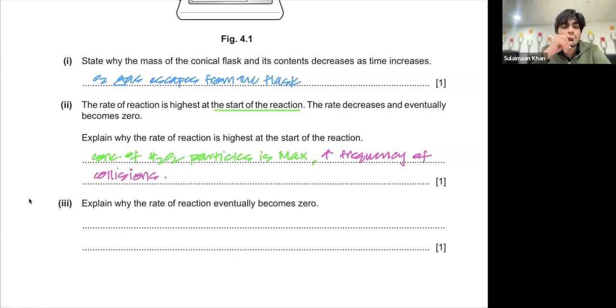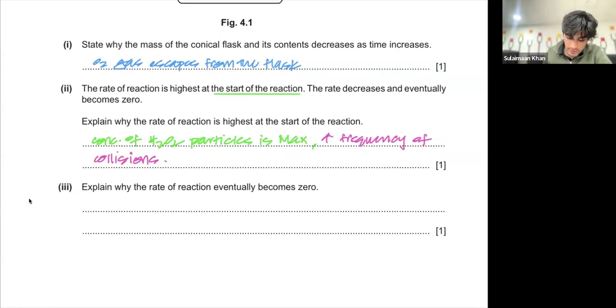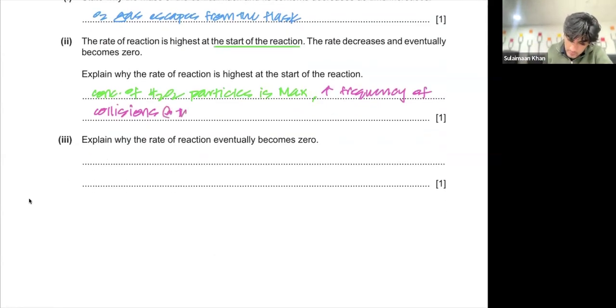Done. Right? Highest frequency of collisions at the start. Done, sir. Explain why the rate of reaction eventually becomes zero.